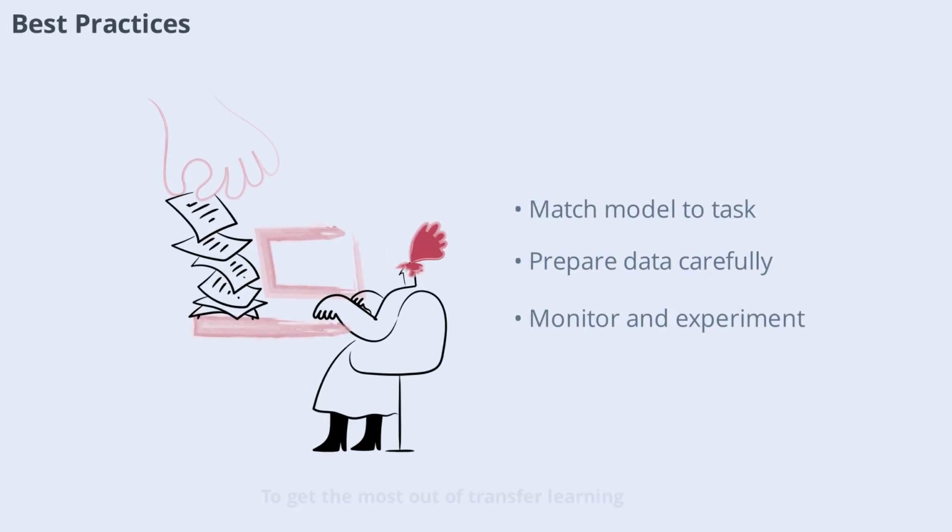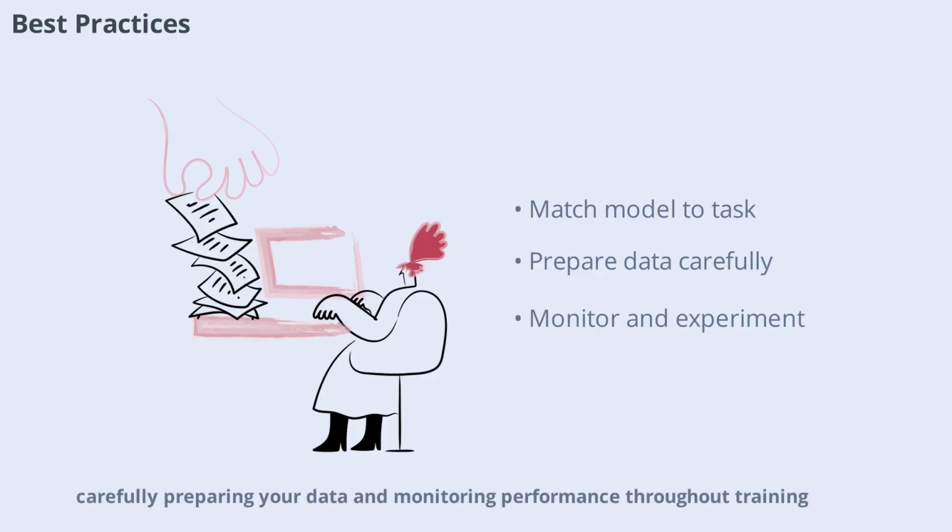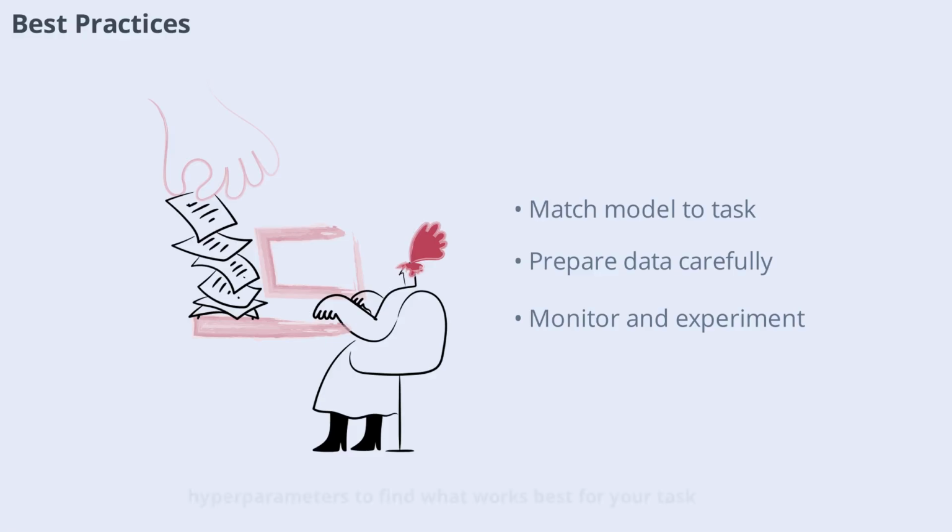To get the most out of transfer learning, follow best practices like starting with a well-matched pre-trained model, carefully preparing your data, and monitoring performance throughout training. Don't be afraid to experiment with different strategies and hyperparameters to find what works best for your task.